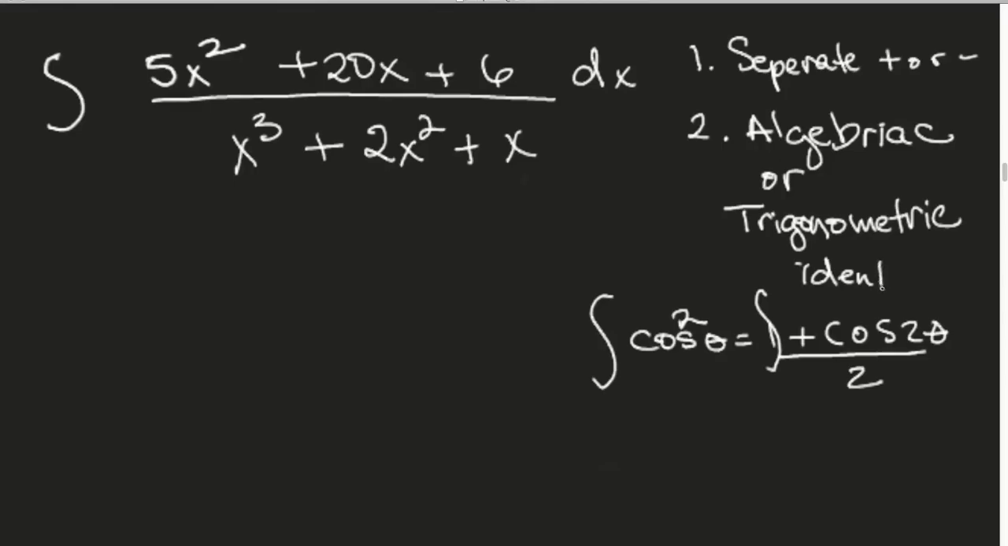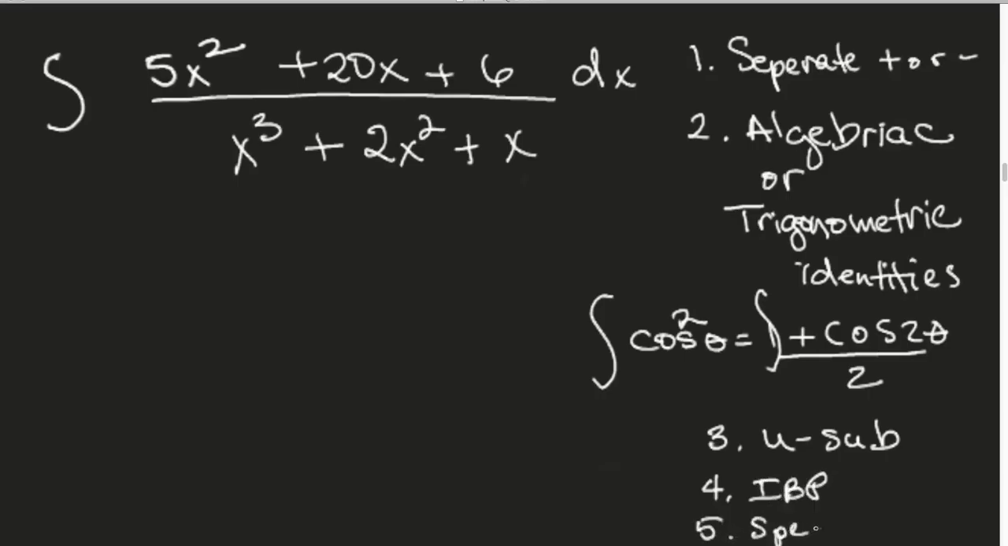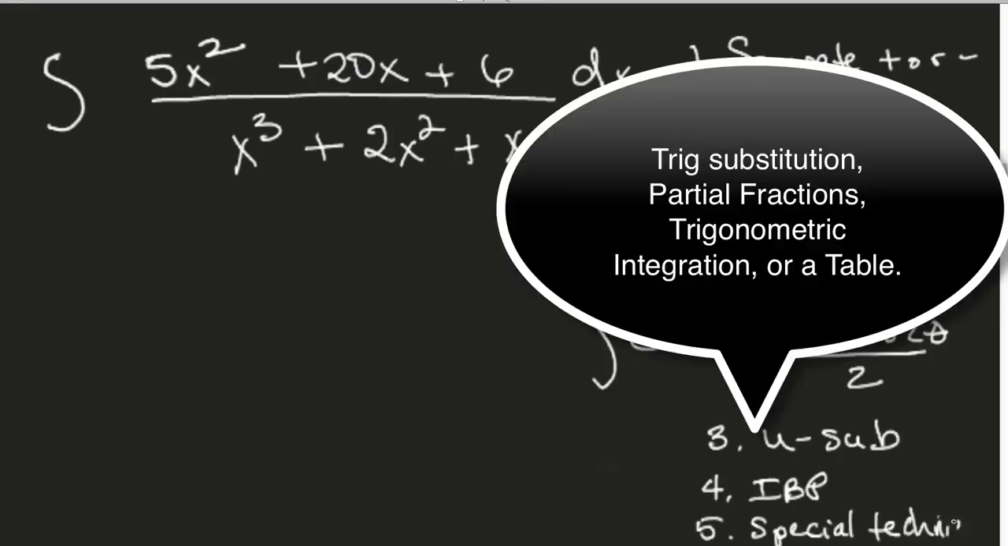So the identities. Then you get onto u-sub. And then if that doesn't work, what should you try? Integration by parts. Good. And then if that doesn't work, it's one of the special techniques. If you haven't written this down somewhere in your notes, write it down now, please.